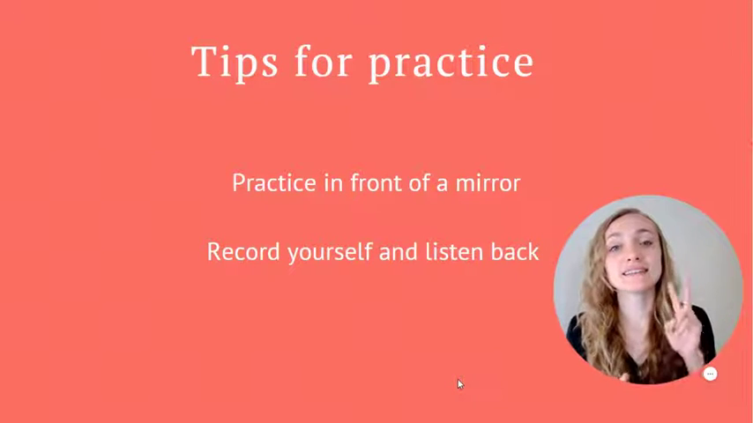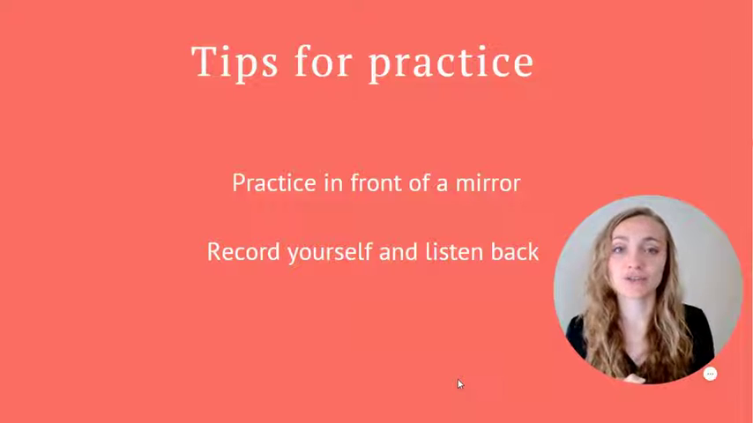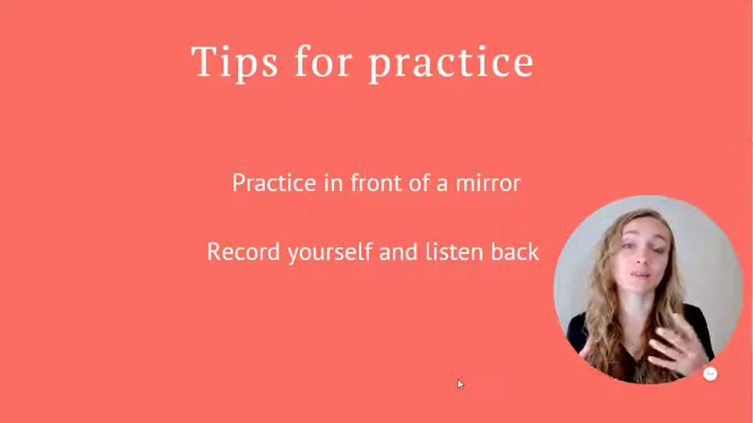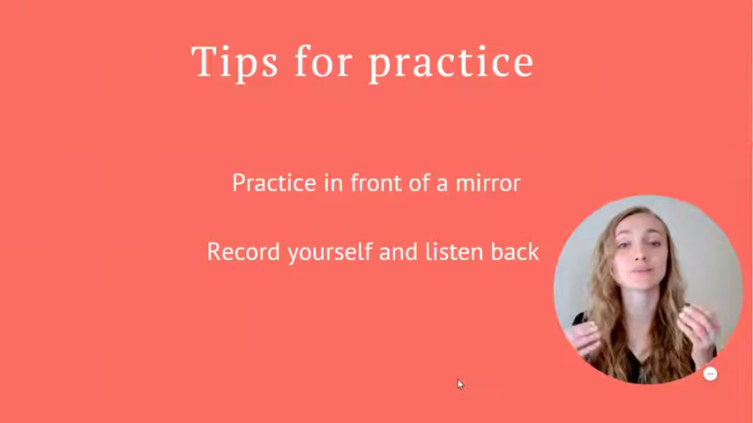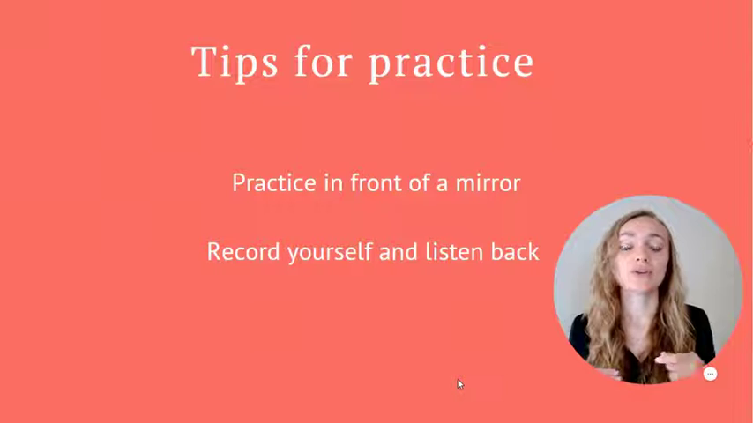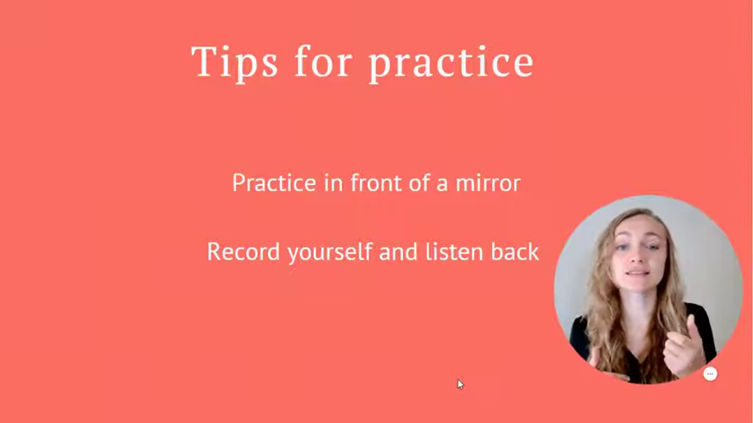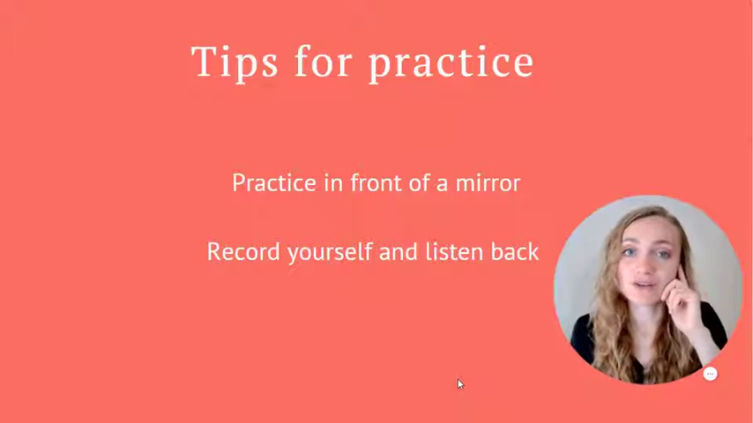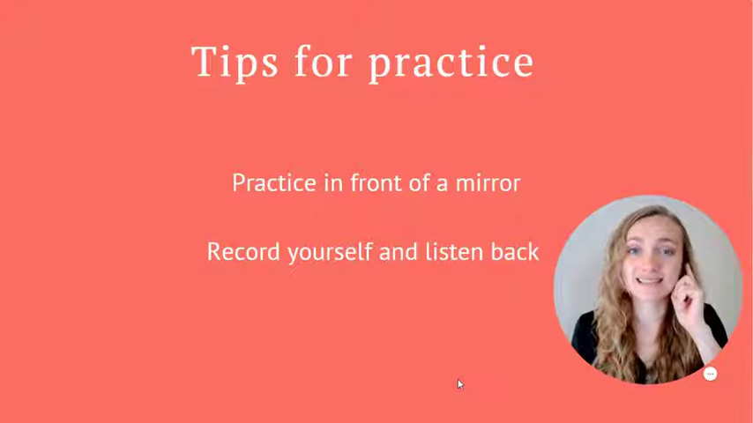And then the second tip here is to record yourself and listen back. So if you're, especially with these minimal pairs, if you want to hear if you're being clear and making a very clear distinction between the two, you can record yourself reading off sentences or practice phrases and then listen back to those phrases and hear, okay, do I hear TH or do I hear an S? Do I hear Z? Do I hear a T? Do I hear a D?